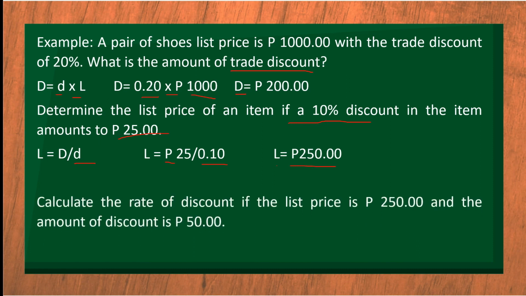Calculate the rate of discount if the list price is 250 pesos and the amount of discount is 50 pesos. Formula is small d is equal to capital D divided by capital L. Given 50 pesos divided by 250 pesos, the rate of discount is 20%.